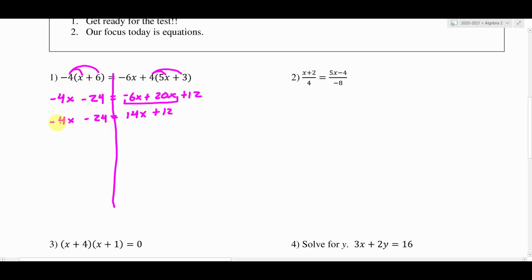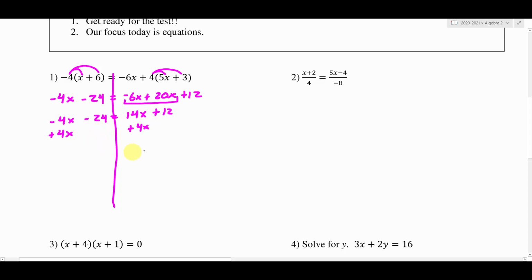All right. So I don't see anything else left to combine. I don't see any parentheses that I need to get rid of. So now I'm just going to pick a side to put my x's on, and I'm going to pick a side to put everything else on. So let's put the x's on the right. So what I'm going to do is I'm going to add 4x to both sides. And like I said, there's a lot of options at this stage.